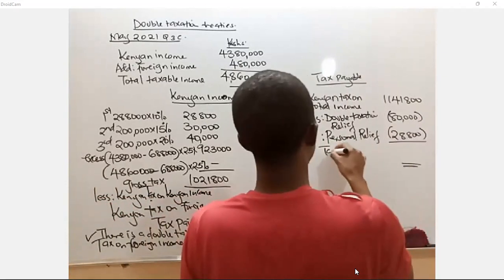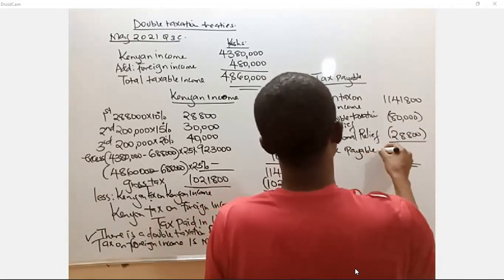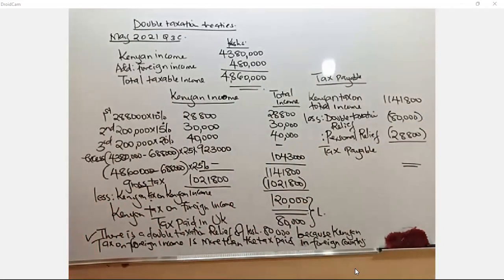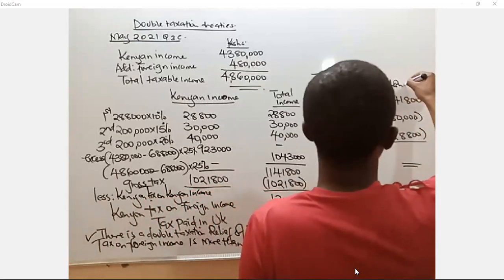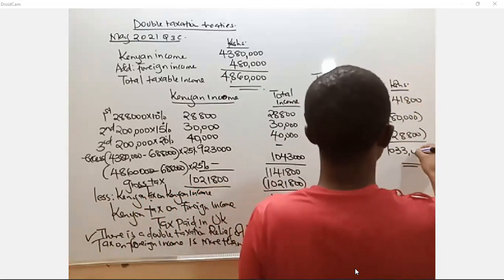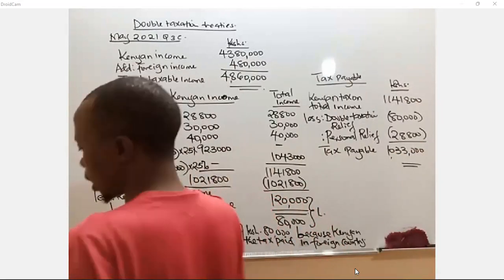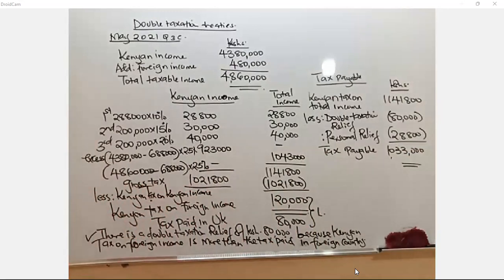What is the tax payable? I just need to take 1,141,800 minus 108,800. I'm getting around 1,033,000. That is how double taxation treaty questions are normally analyzed.